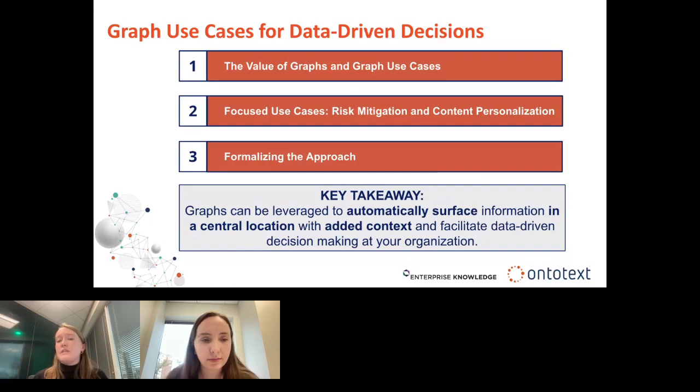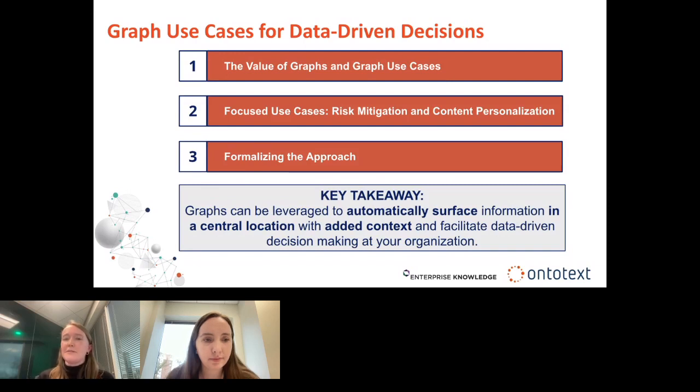The second we'll go into is two specific use cases in which we built out a graph for a specific organization. We'll go into depth on that solution for you and talk about how that allowed us to really improve business value at the organization. And then we'll end with formalizing the approach. We have a pretty ironed out approach for doing graph implementation, and we will summarize that for you all and talk about what each of those steps looks like.